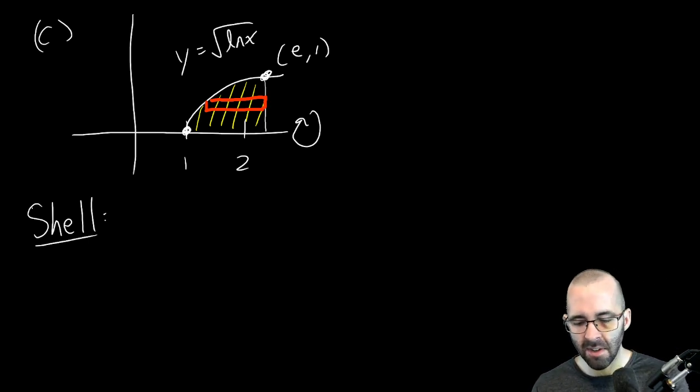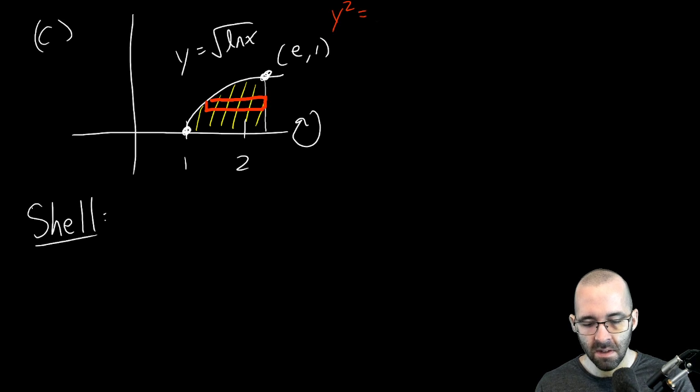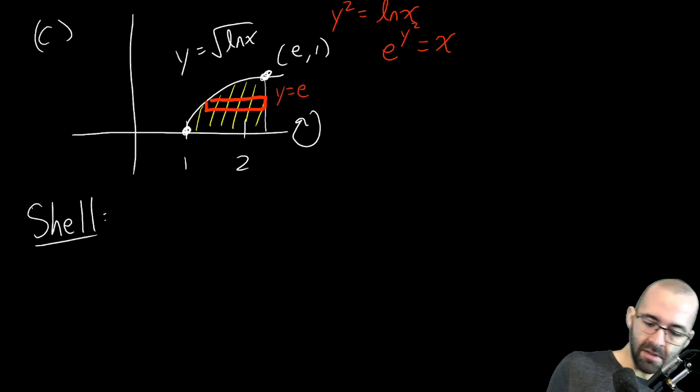And we're going to need to have things solved. All right, if we're using the shell method, square both sides. Exponentiate both sides. Okay, so the thing on the right is just the line y equals e. The thing on the left is this function.